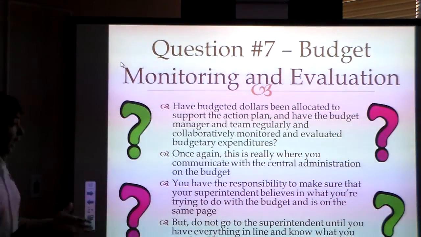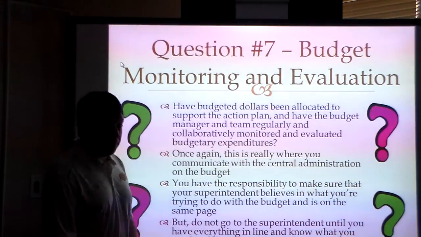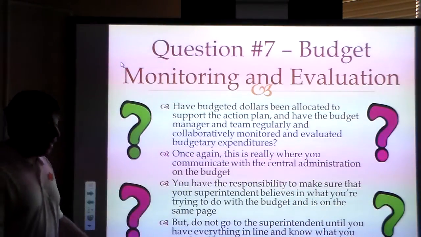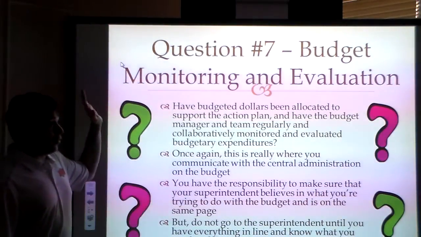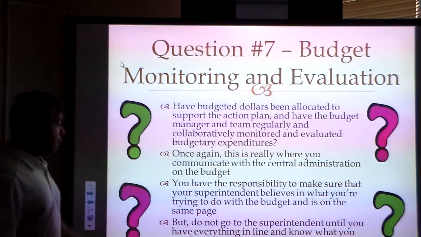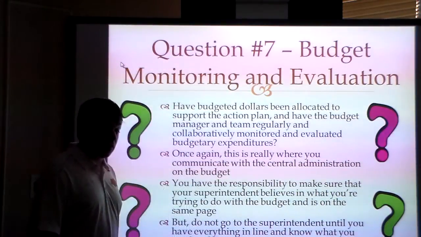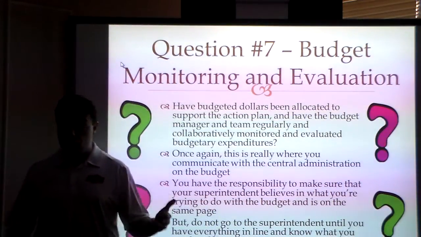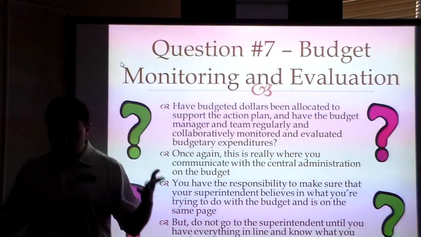So you have to communicate with central administration on the budget as well. You have to make sure the superintendent believes in what you're trying to do. If you're trying to start a new program, a new course, a new offering, it has to have support from central administration, meaning you've gathered your data, you've explained how it's going to benefit the population of the students and the staff in your building, and that's important, and that's going to help you get the funds that you need allocated at the district level. You need to go to the superintendent when you have all your ducks in a row. If you go to the superintendent before you do, just with ideas, then that shows a lack of responsibility on your part and you don't have a plan.